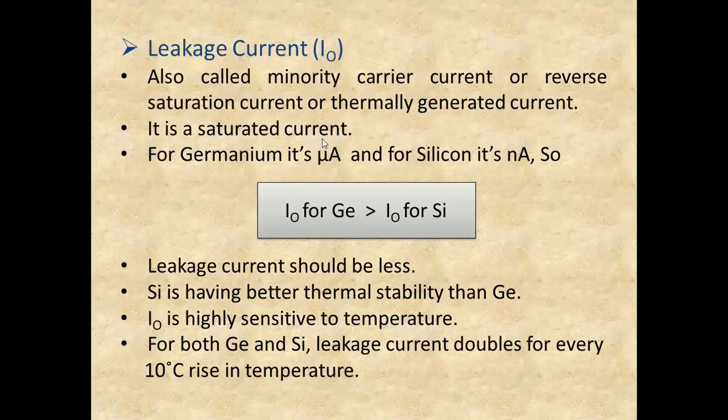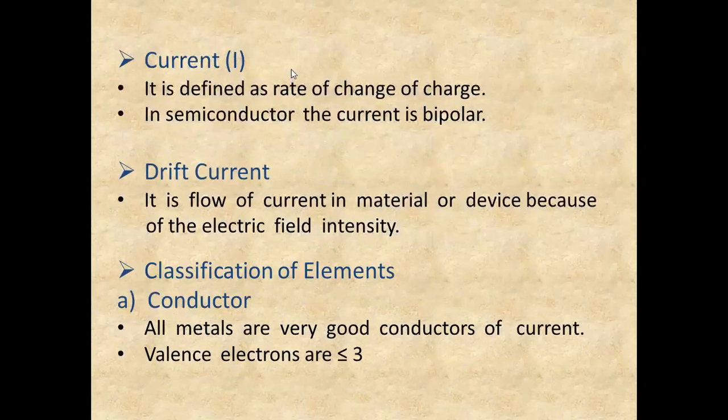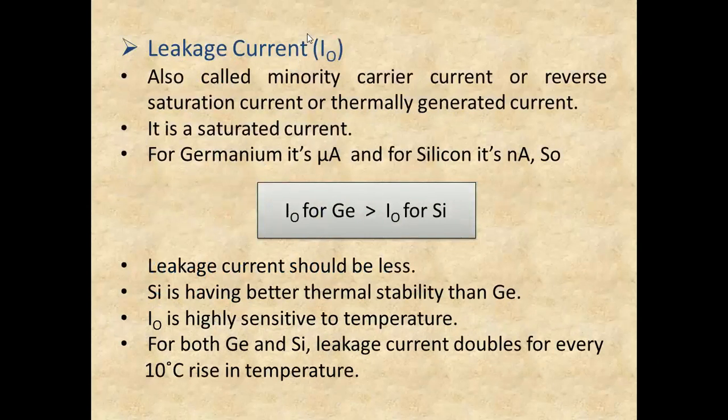It's a saturated current. Now why is it a saturated current? Your thermally generated current is independent of applied voltage and hence it remains constant, and when it remains constant it is a saturated current. Third, for germanium it's microampere and for silicon it's nanoampere.